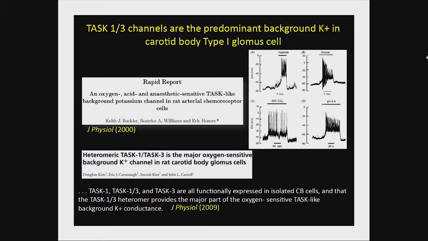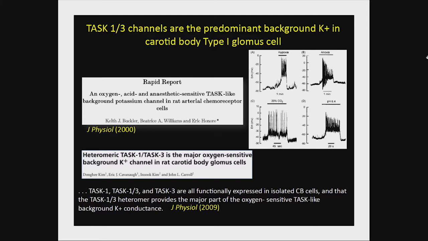And these are current clamp records from this study. So on the y-axis is the resting membrane potential of the glomus cells. And you can see with the application of hypoxia, these cells become depolarized and start to fire action potentials. And that's true for hypercapnia, or increased carbon dioxide, as well as acidic pH.